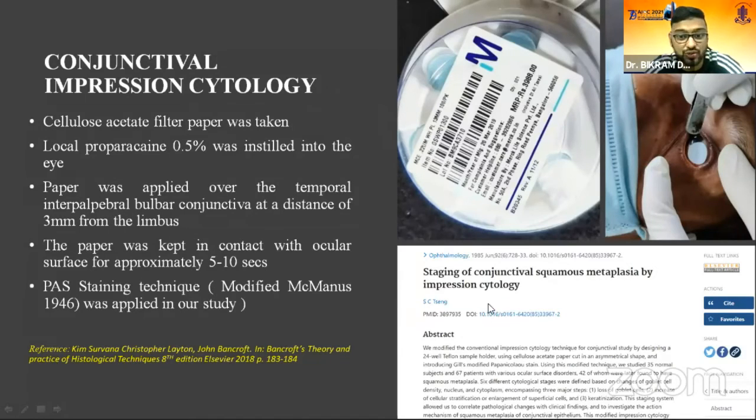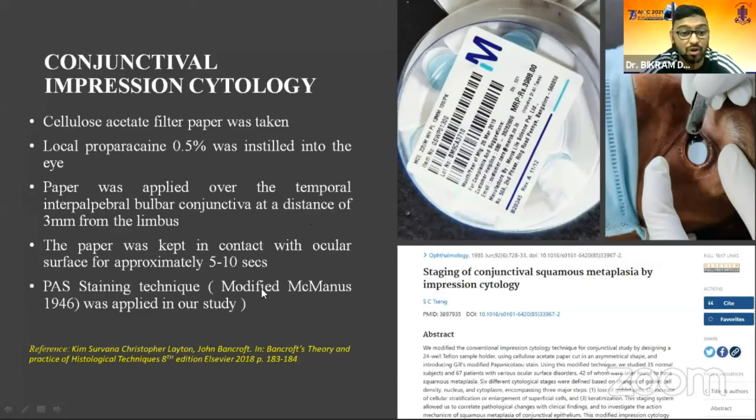Conjunctival impression cytology was done as mentioned by S.C. Tseng in his landmark paper. Nitrocellulose acetate filter paper from Millipore was taken. Local proparacaine 0.5% was instilled into the eye. Paper was applied over the temporal interpalpebral bulbar conjunctiva at a distance of 3 mm from the limbus. The paper was kept in contact with the ocular surface for approximately 5 to 10 seconds. It was allowed to get wet completely and then pulled up with blunt forceps and allowed to air dry.